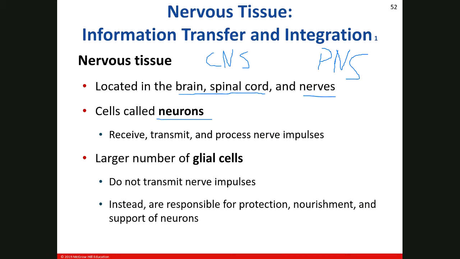The other type of cell are called glial cells. These are larger in number than the neurons. There are more glial cells than neurons in your body. But you need to understand something: they do not transmit nerve signals. Their job is to protect the neurons, also provide nutrients to the neurons, and support the neurons, holding them in place. If a neuron gets permanently damaged, these glial cells will fill the space wherever that damaged area was. Let me show you a picture.